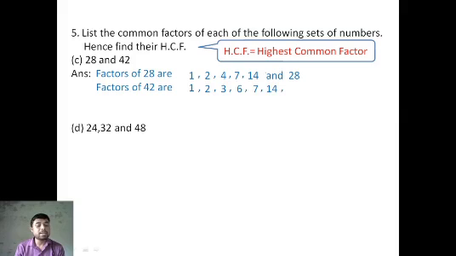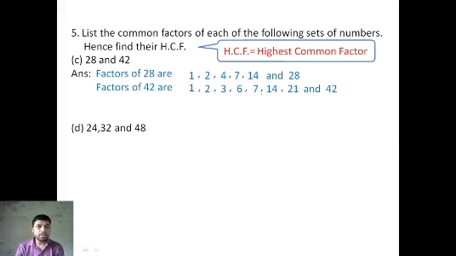I am telling that the table is very important here. Okay, 14. Next is what? 21, 42. Okay, next and 42. Is it clear, my dear student?